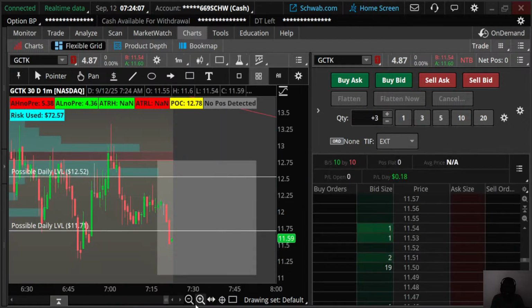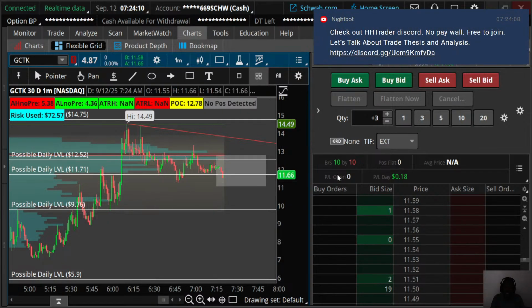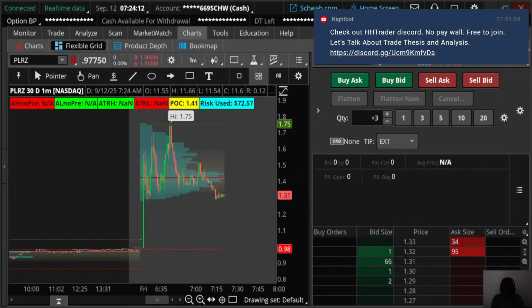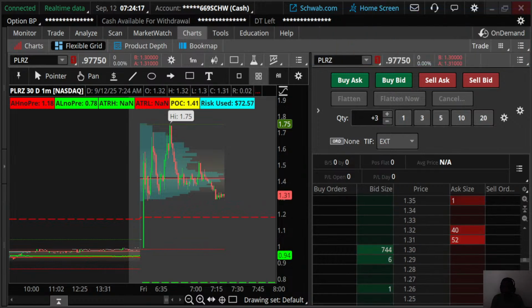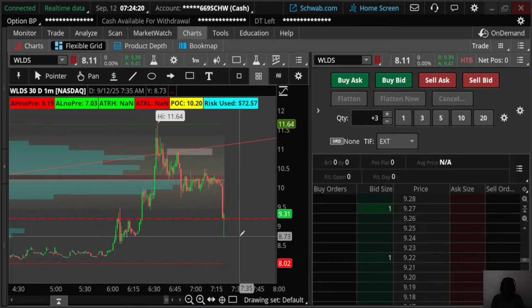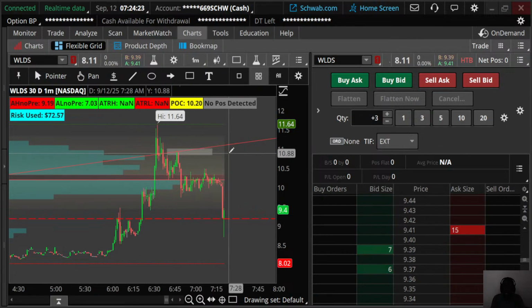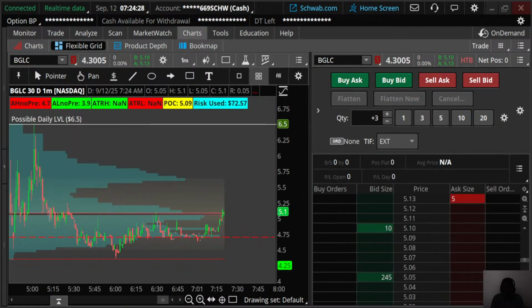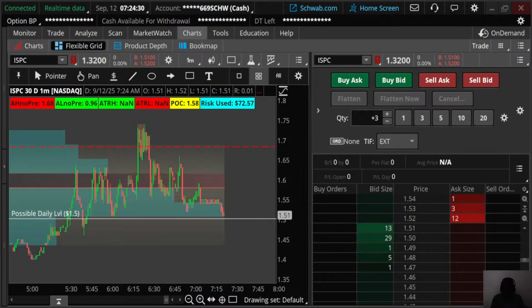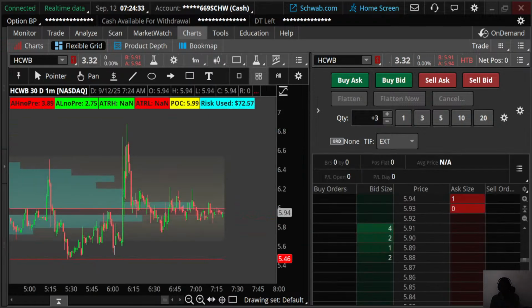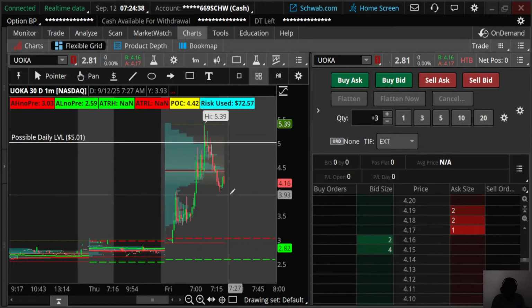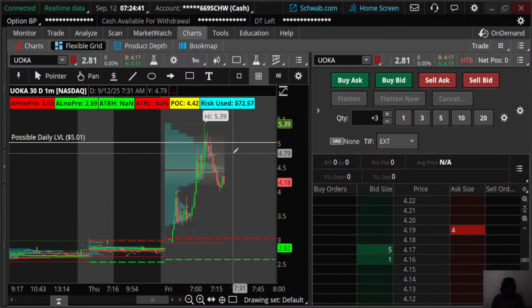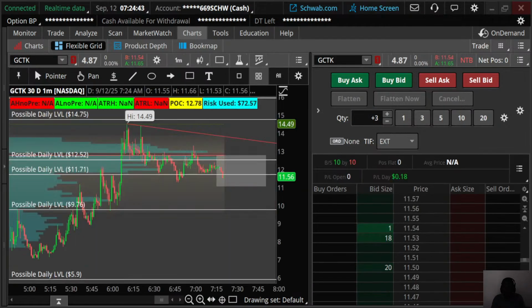Wow, GCTK got on down there, man. Got on down below that 1171 and just is slowly dying. WLDS went back to 14%. So never could break that level where we saw that volume come in. BGLC only 1 million shares traded. ISPC only 4 million shares traded. All right. UOKA got $1 away from the 5, so that's not impressive.